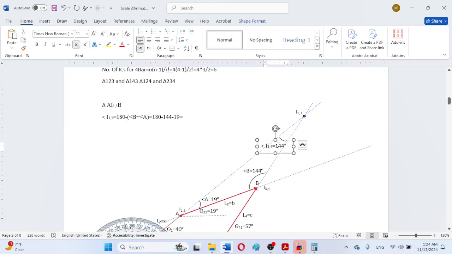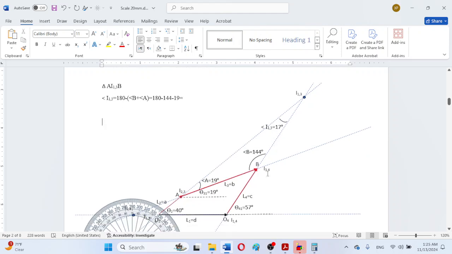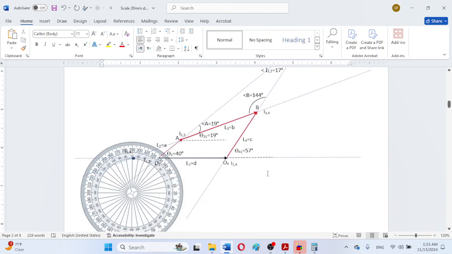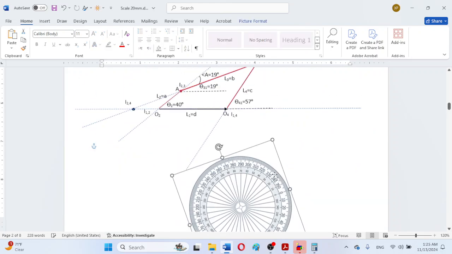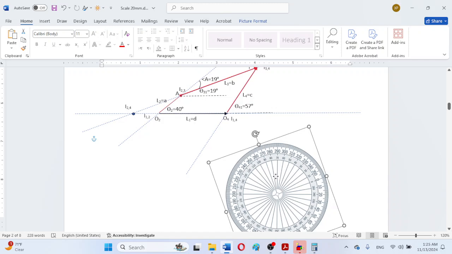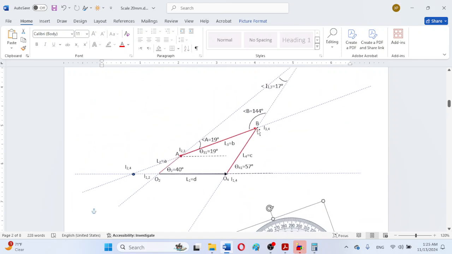Here the angle is 17 degrees in this way. So these angles have been measured with the help of a protractor graphically. At this stage I will also be explaining how to calculate these angles trigonometrically, meaning using the alternate or corresponding angle technique.